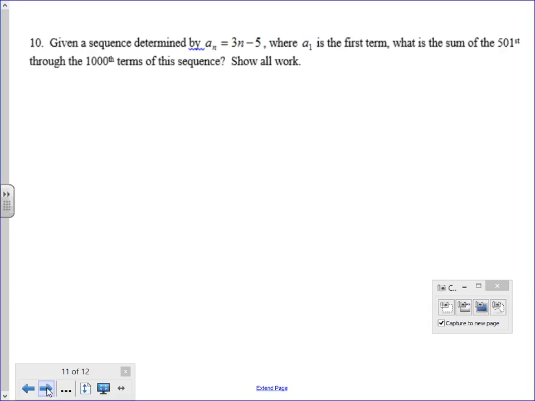We're given a sequence. The sequence is defined by A sub n equals 3n minus 5. We know A sub 1 is the first term. We want to know what is the sum of the series from the 501st to the 1000th term. Well, one way to think about this is in sigma notation, because we know how to compute a sum like this when it starts in sigma notation. We know we're starting at the 501st term, and we're going to add up to the 1000th term. Right? The equation that we're using is 3n minus 5.